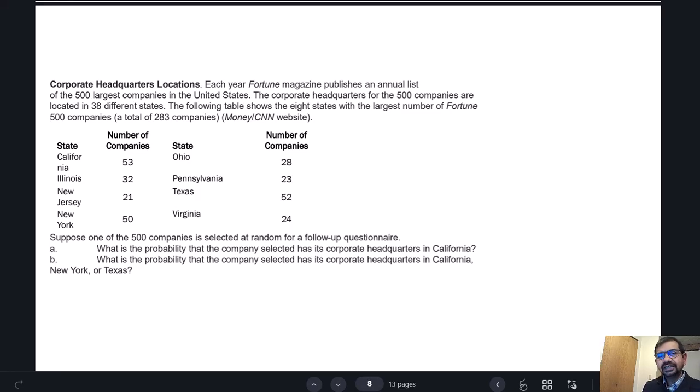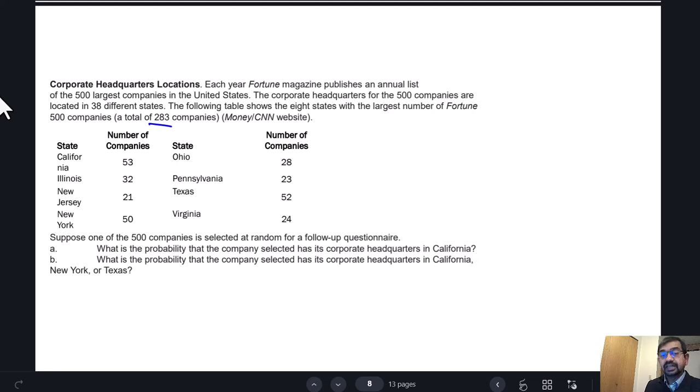Now let's apply these concepts to a couple of problems. In the first problem, we are given a listing of 8 states which have a number of Fortune 500 companies headquartered in those states. So in a sample of 8, between these 8 states, we have 283 companies headquartered. We'll use this information to answer a couple of questions. First, what's the probability that a company selected has its corporate headquarters in California?